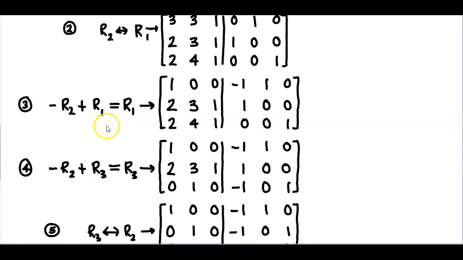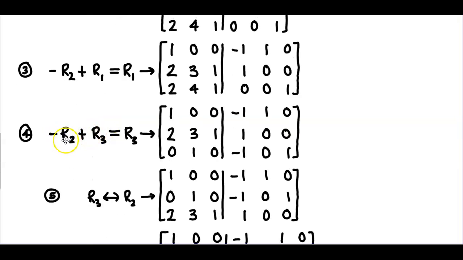Okay, so just like we did before, we can take a negative 1 and multiply it by row 2 and then add it to row 3 to make that a 0. So negative 1 times 2 is negative 2, plus 2 gives you 0. Negative 1 times 3 is negative 3, plus 4 gives you 1. Negative 1 times positive 1 is negative 1, plus 1 gives you 0. Negative 1 times positive 1 is negative 1, plus 0 is negative 1. Negative 1 times 0 plus 0 is 0. And negative 1 times 0 is 0, plus 1 is 1.